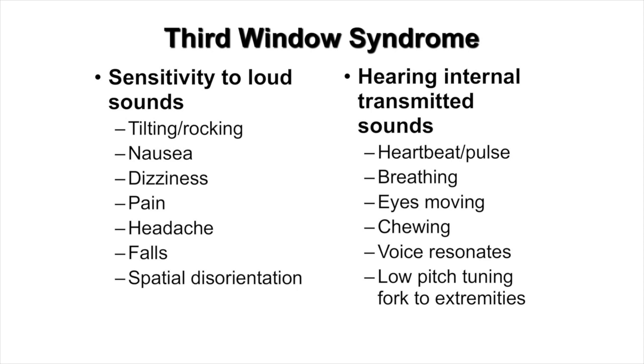They can also hear internal sounds unusually well, hearing their heartbeat or pulse, hearing their breathing, and a third of the patients can hear their eyes move or blink, chewing, a resonant, echoey voice, and clinically, a low-pitched tuning fork applied to the extremities can also be heard within their head in most patients with third window syndrome.